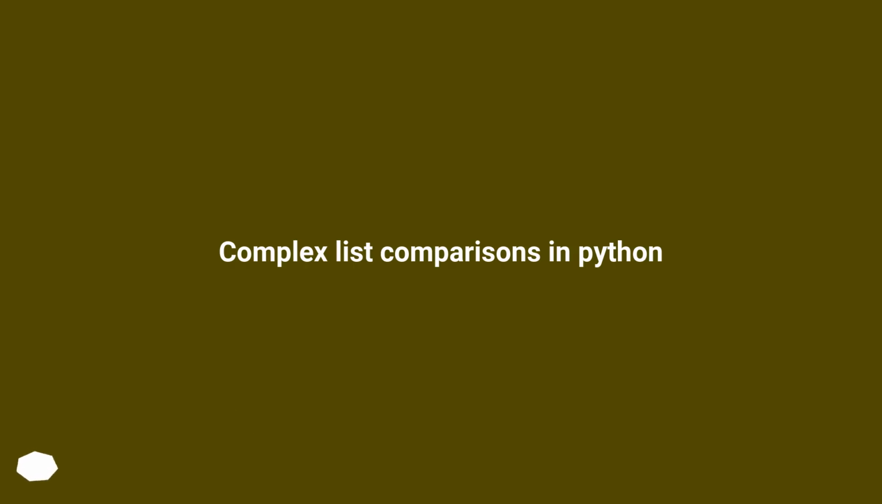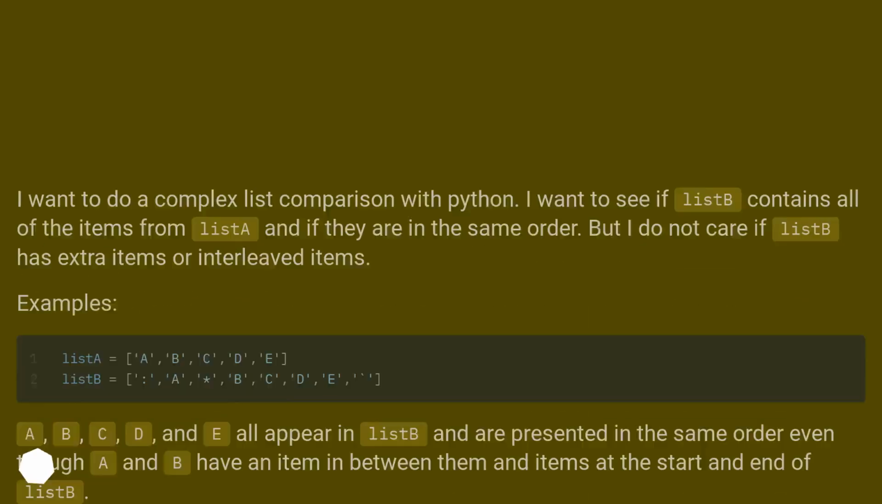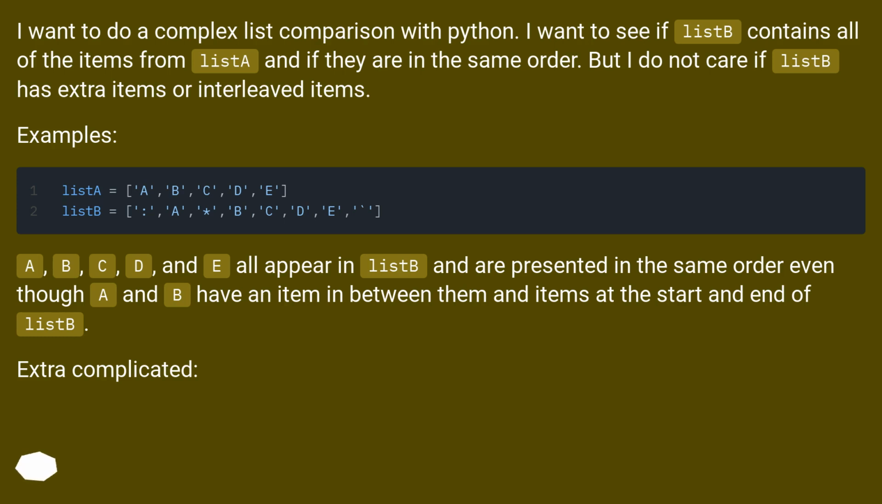Complex list comparisons in Python. I want to do a complex list comparison with Python.